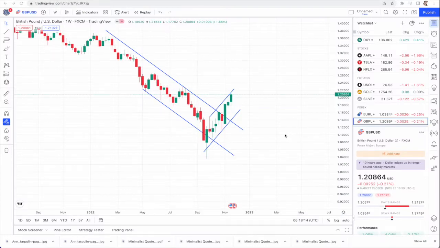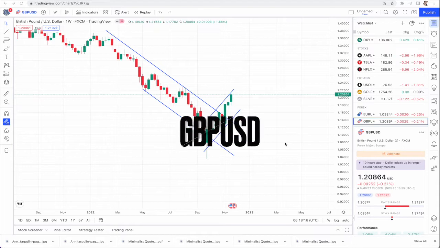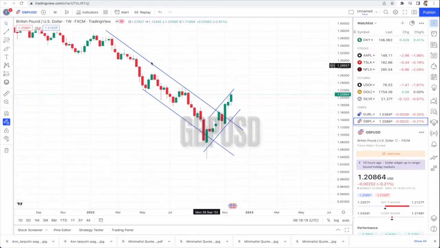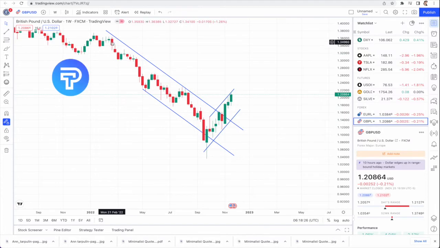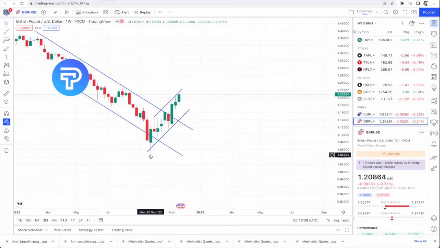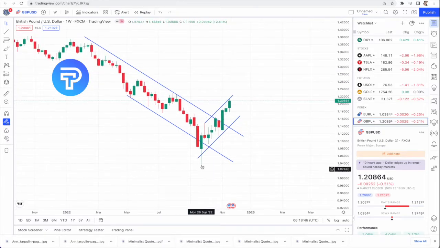Let's go to GBPUSD, Pound USD. Observing the price action movement of the market on a weekly time frame, we observe a strong bearish trend starting from February 2022 up to September 2022. It's a strong downtrend movement for Pound USD.